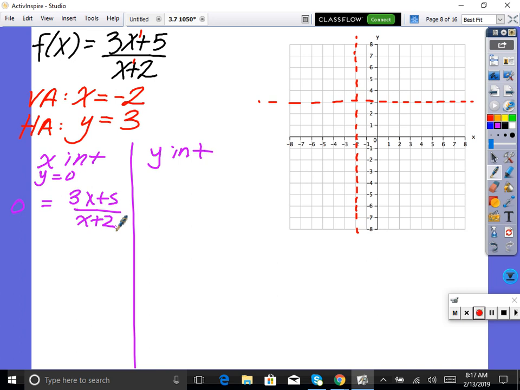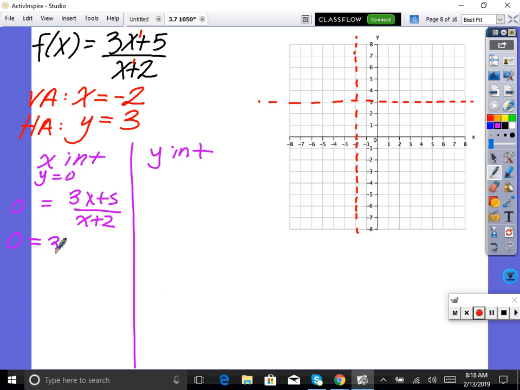This is always going to be the steps we take. We're going to set it equal to 0 and we're going to times up by the denominator every time. So what's really going to matter? The numerator. Won't 0 times the denominator every single time become 0? So all you have to do for x-intercepts is solve the numerator.